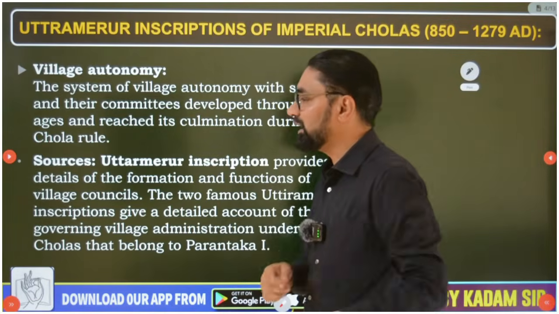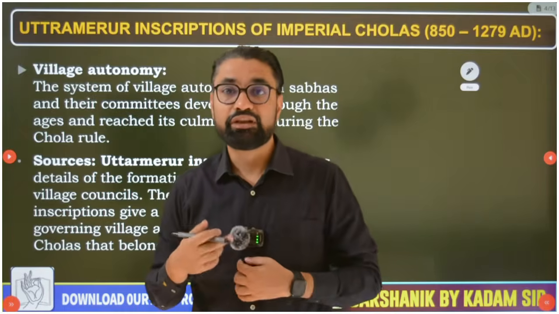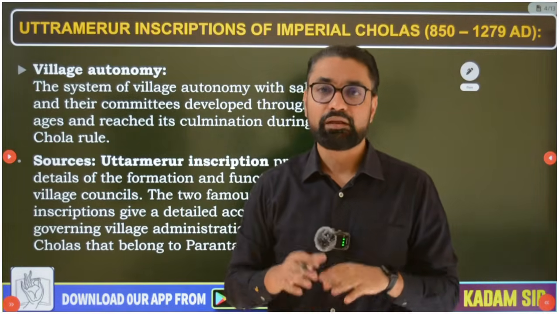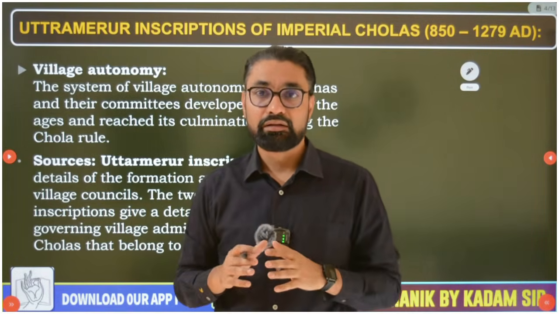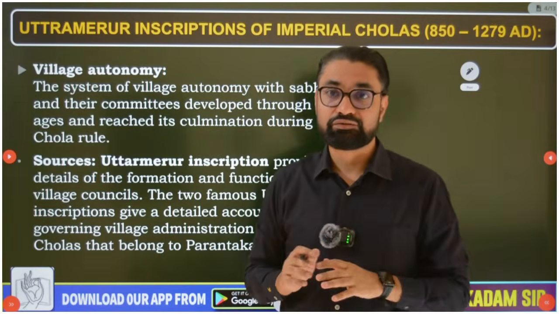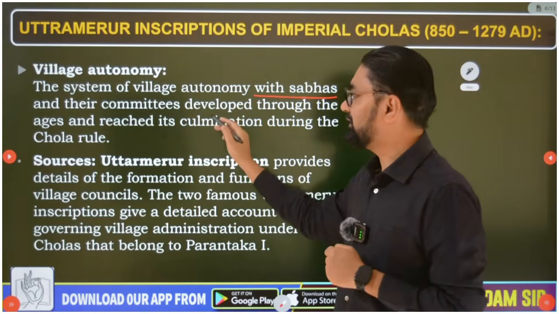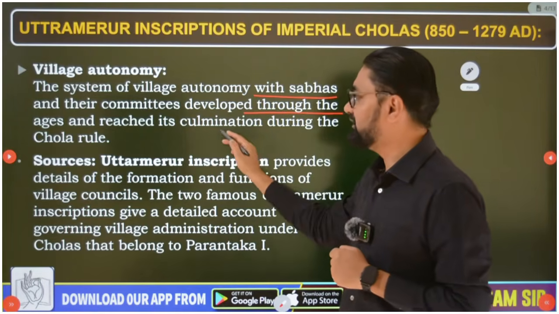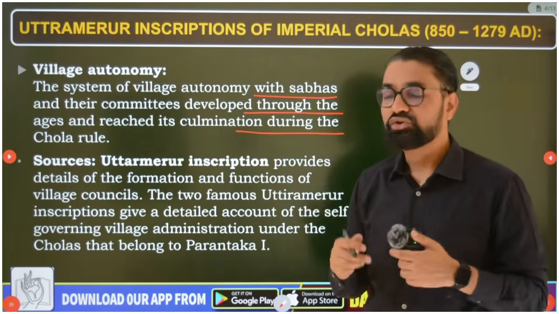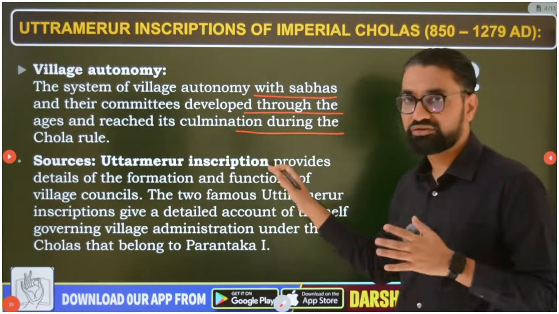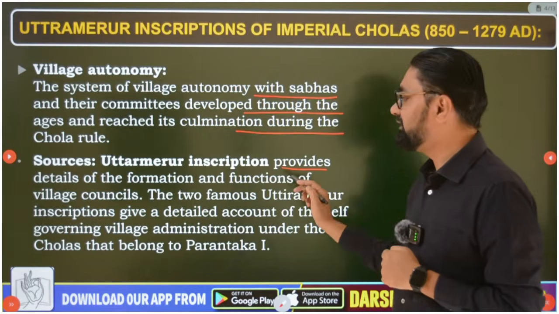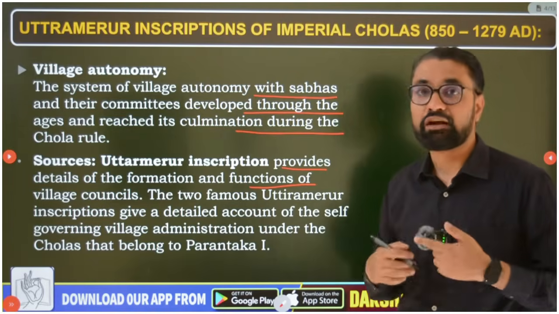Now this village autonomy is an important part. This inscription shows that Chola villages were extremely autonomous. The system of village autonomy with sabhas and their committees, developed through the ages, reaches culmination during this Chola rule. And this UTTRAMERUR inscription is the source that provides details of the formation and functions of village councils.